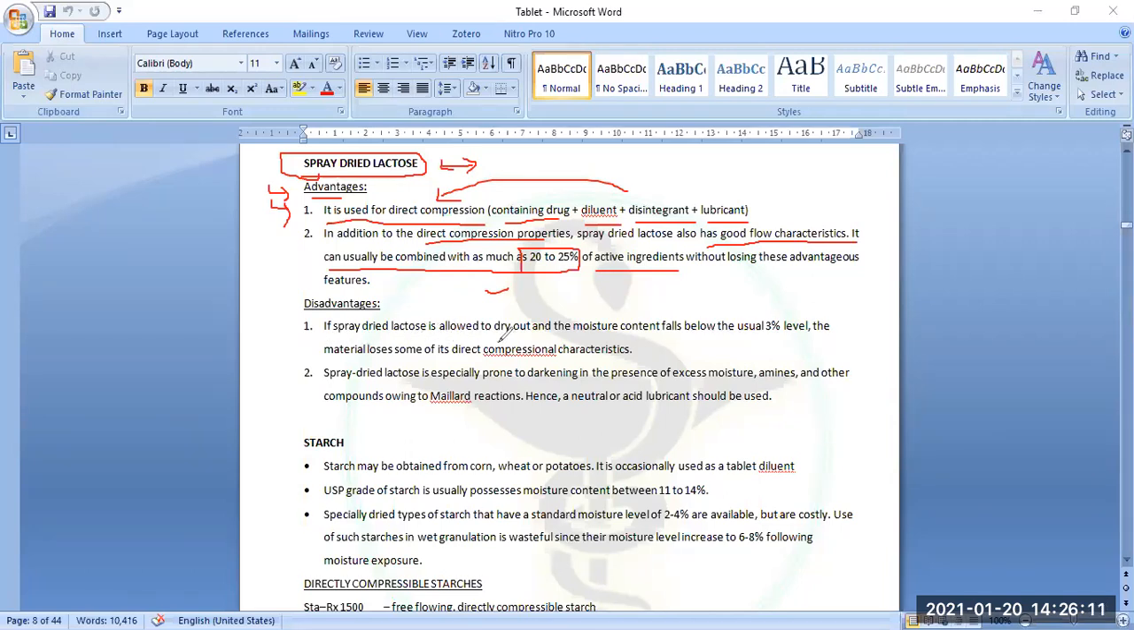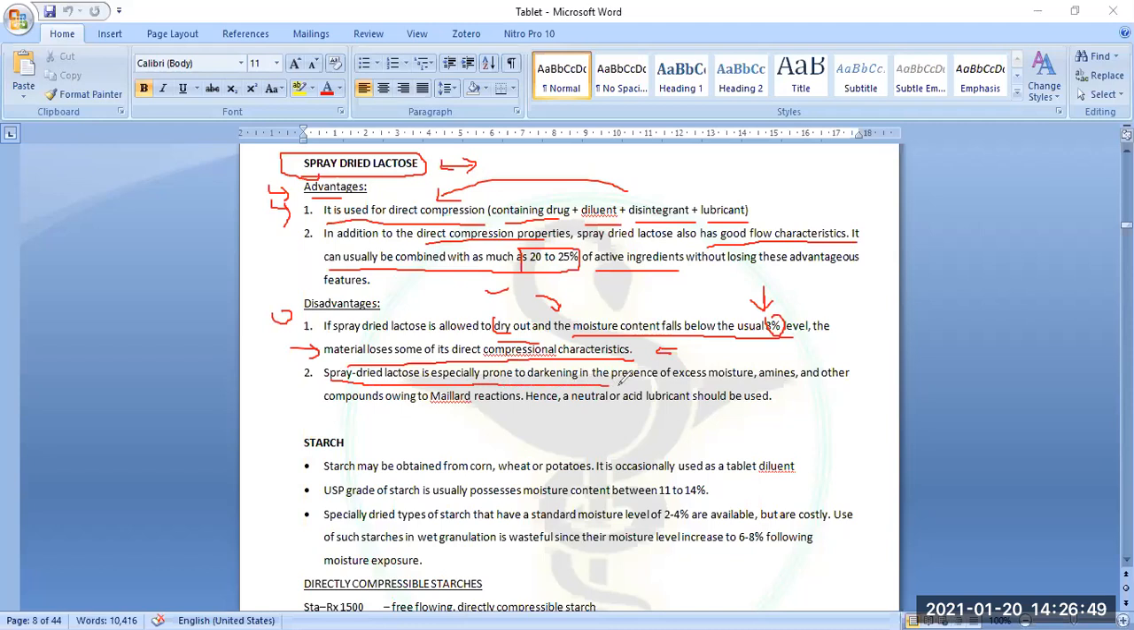If spray dried lactose is allowed to dry out, the moisture content falls below the usual 3% level, and the material loses some of its direct compression characteristics. Okay, क्योंकि उसमें moisture present होगा तो during process there may be a dry out and it loses weight up to 3%. Moisture content will be down. अगर moisture content down हो गया it affects the hardness and compression characteristics of your formulation because material is lost. So these are some advantages and disadvantages related to lactose.